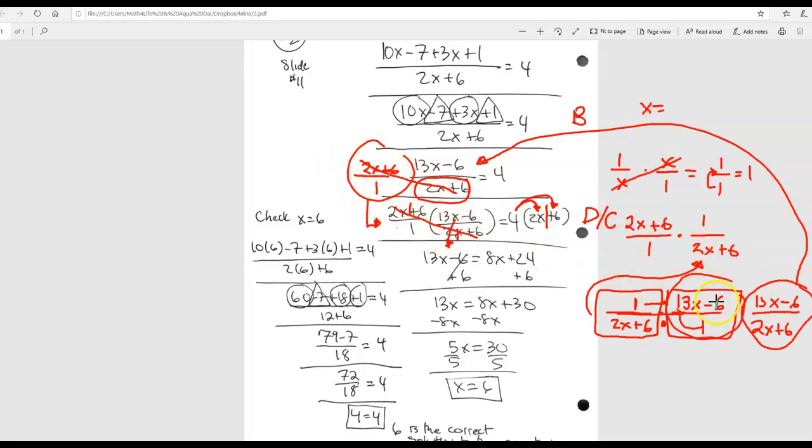There's a process over there, the thinking, and then we applied letter C, distributive property here. And last but not least, with all that said, we're at 13x minus 6 equals 8x plus 24.